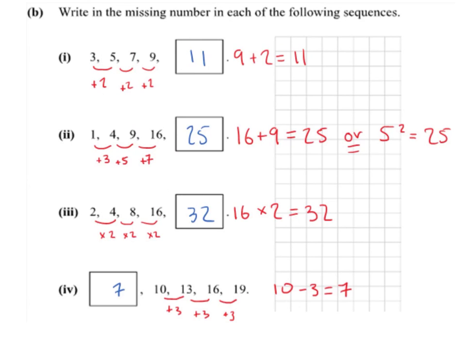And then we have 10, 13, 16, and 19. And we notice that we're going up by 3 each time. So we have to go back by 3 and say 10 take away 3, and that's going to leave us with 7.